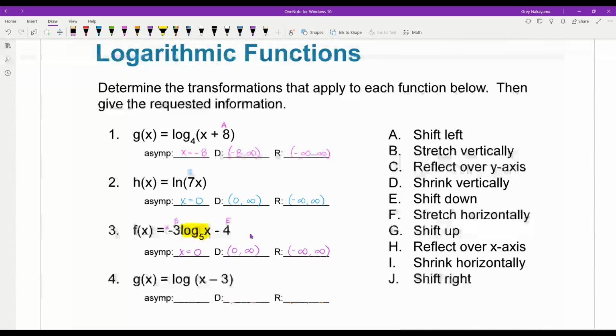And then the last one, g of x equals the log of x minus 3. All right, that 3 is inside the parentheses, which means it's a shift. We do the opposite. So instead of going minus 3, I'm going to do plus 3, which means I'm going to the right. And a shift right is j. And that affects my asymptote. So now my asymptote is x equals 3. Domain is tied to the same thing. And my range is the same. All right, I got 2 word problems, and then I think we're done.